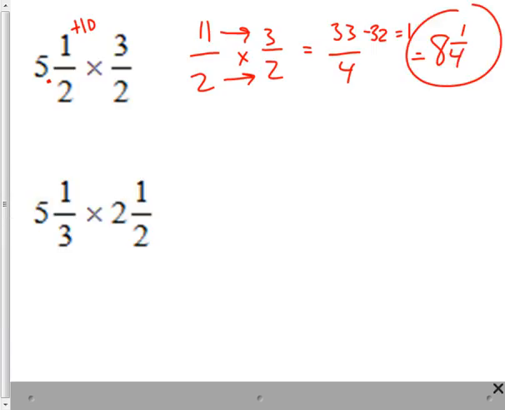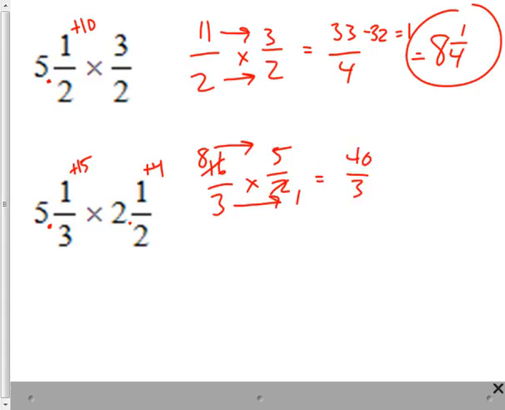So the next example again is multiplication, so let's get these into improper fractions. So 5 times 3, we're going to add 15. 2 times 2, we're going to add 4. So let's rewrite it as 16/3 times 5 halves. So we can simplify a little bit here. Let's divide by 2 to make 1, divide by 2 to make 8. Now we can multiply across to get 40 over 3.